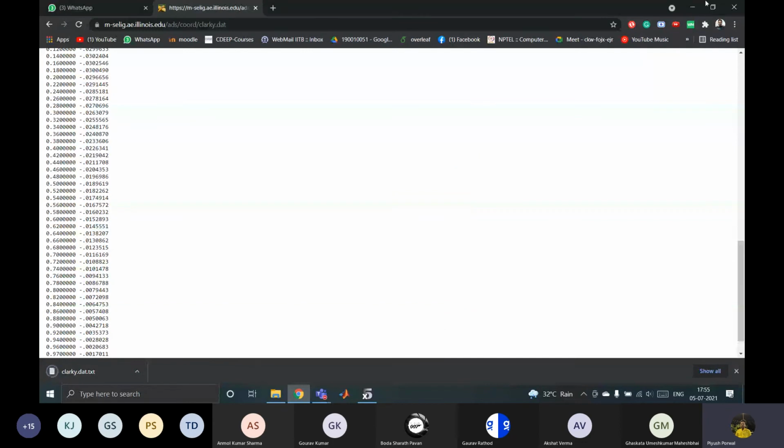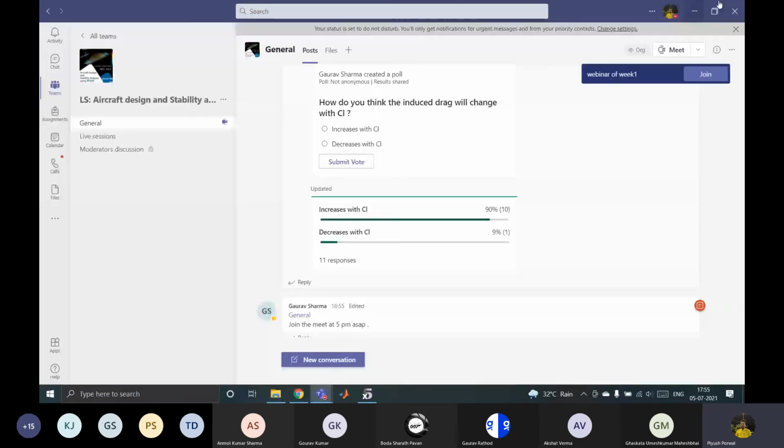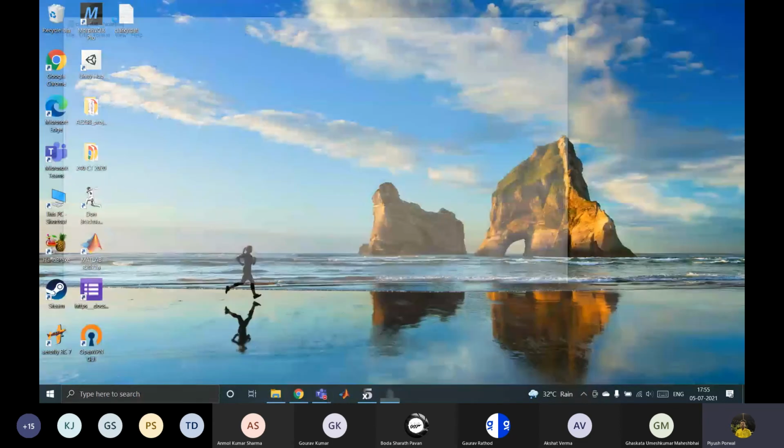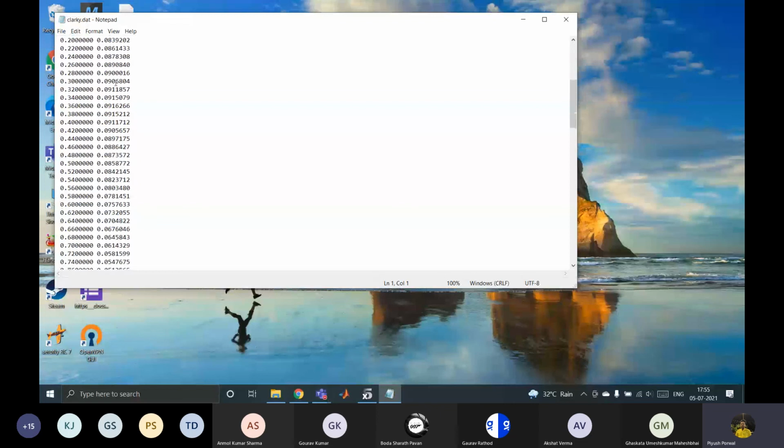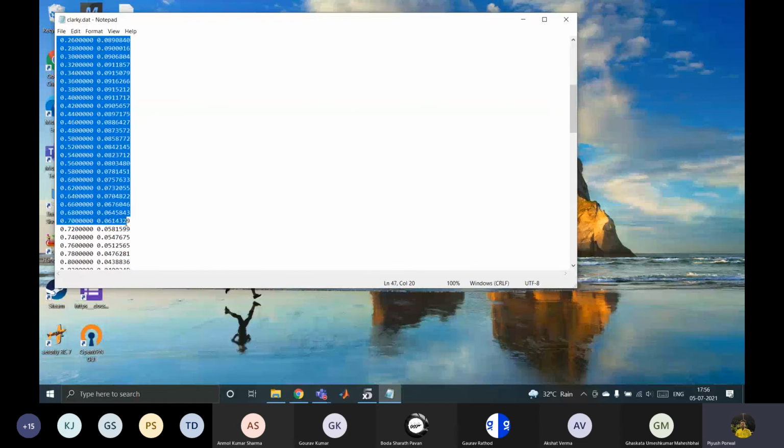So this is how the Clark-Y foil is saved, and you can see the Clark-Y foil data. You will not be able to analyze this data as it is because it is not properly arranged. Some of the points will not converge because 0 is coming two times, from here and from here also. So you have to arrange the first top part, this part, in descending order.